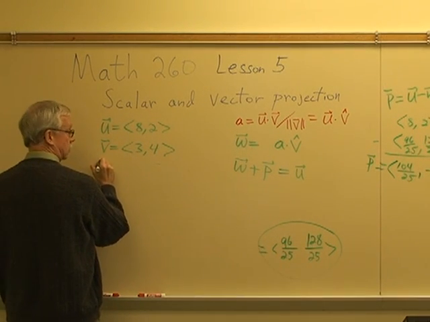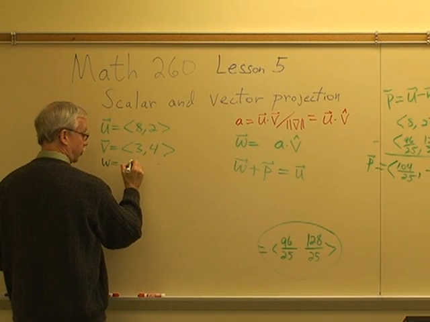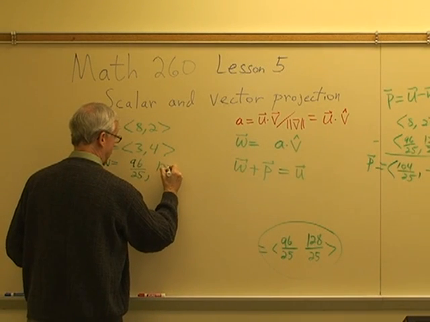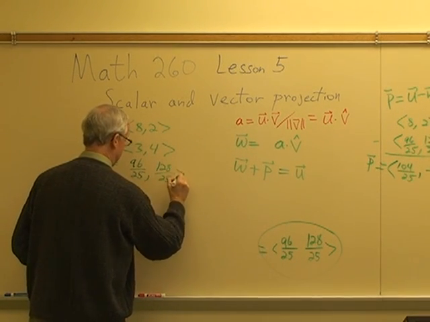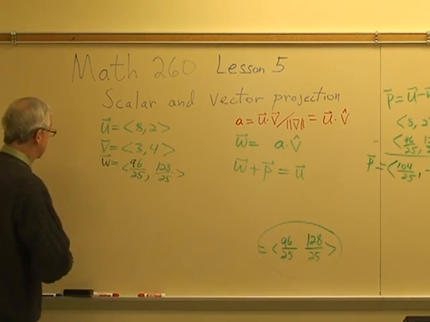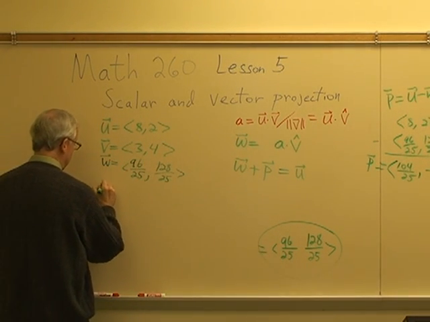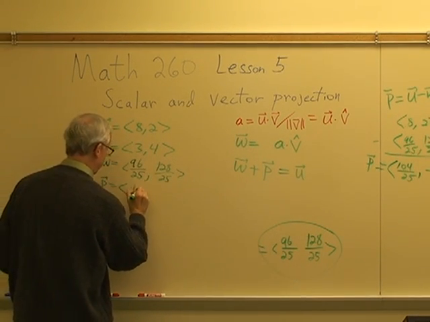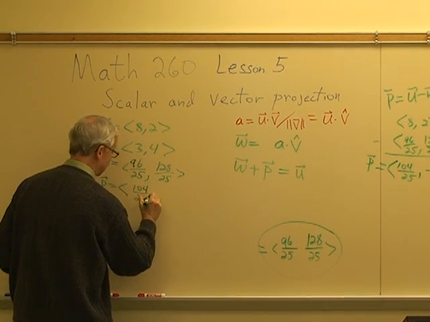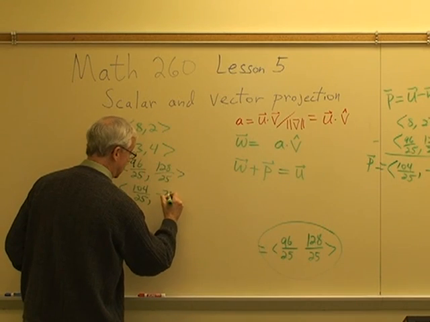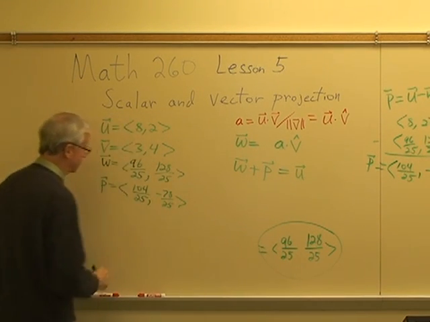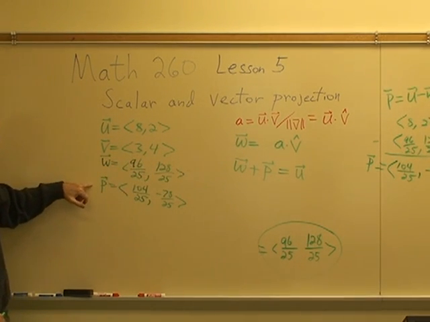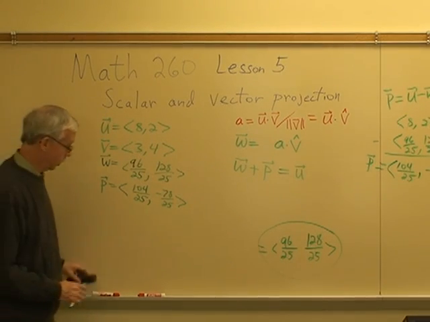So we have that W is 96/25, comma, 128/25. So that's my vector parallel to V. And P is 104/25 and minus 78/25. So now, if these two are really perpendicular, what do I have to get as the answer when I take the dot product?